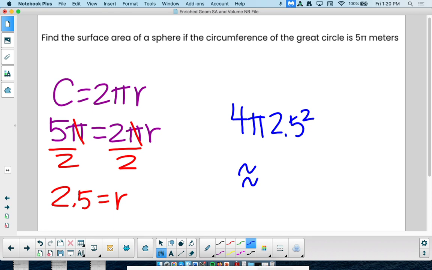What is that approximately? Are you okay with that? Meters squared, 78.5. Did anyone get that? Yeah. Okay, just making sure.